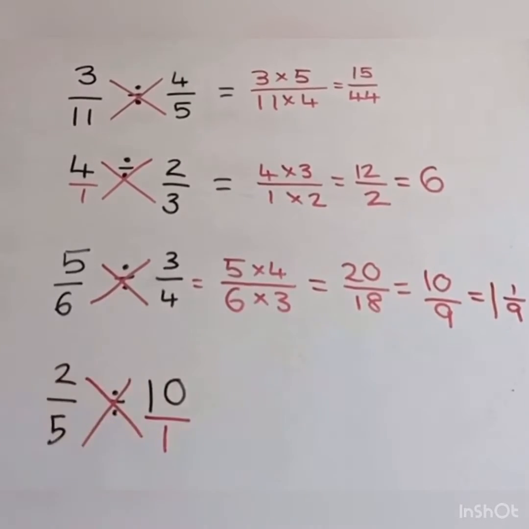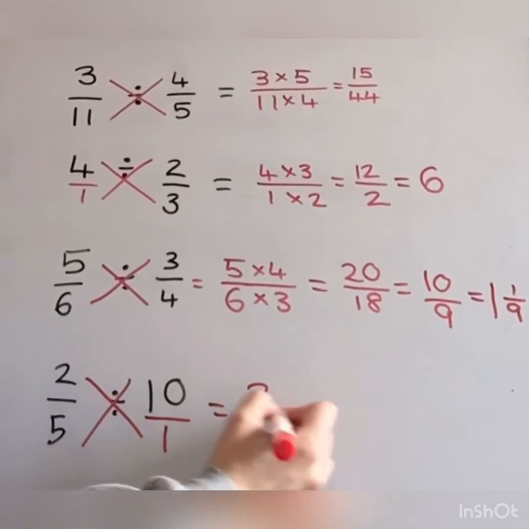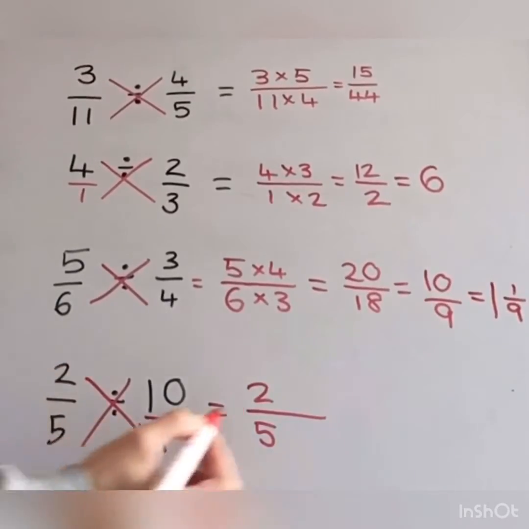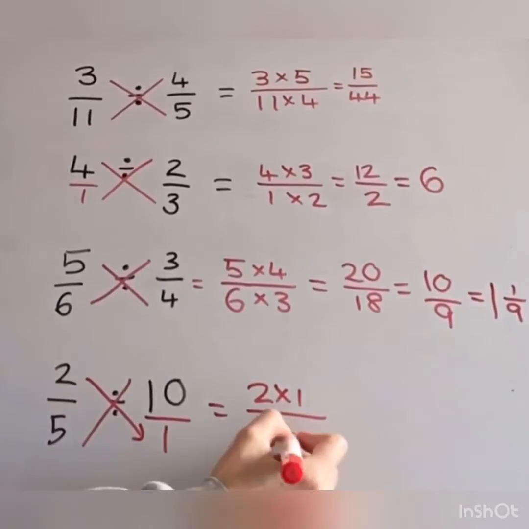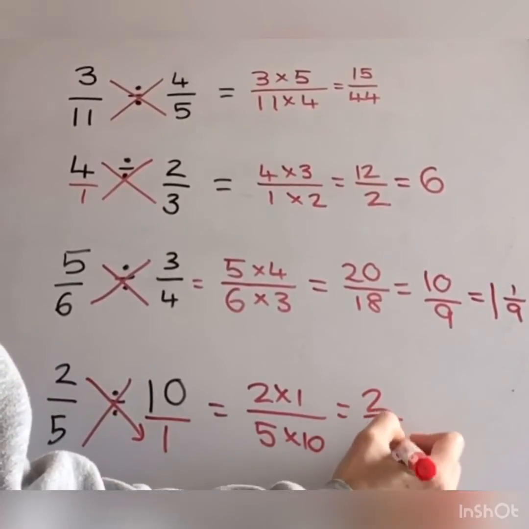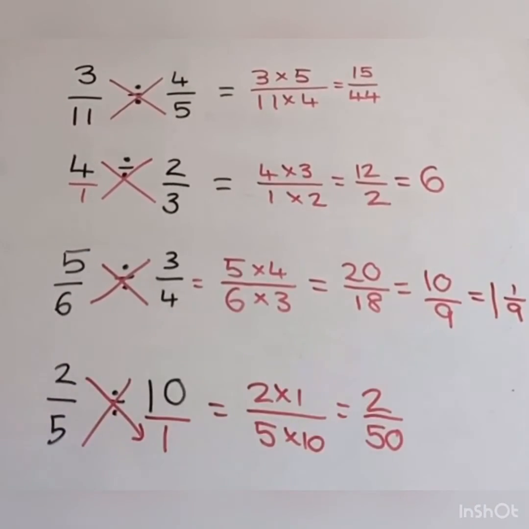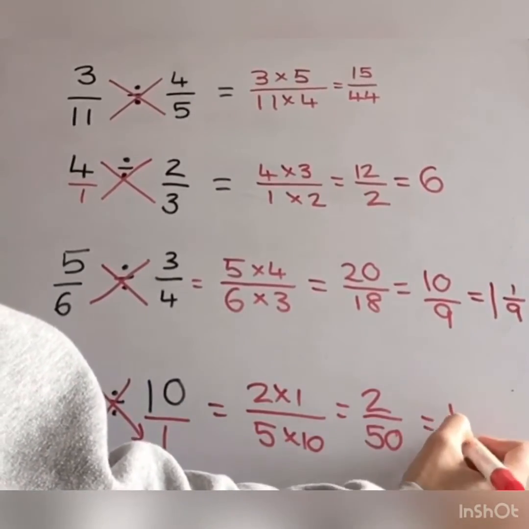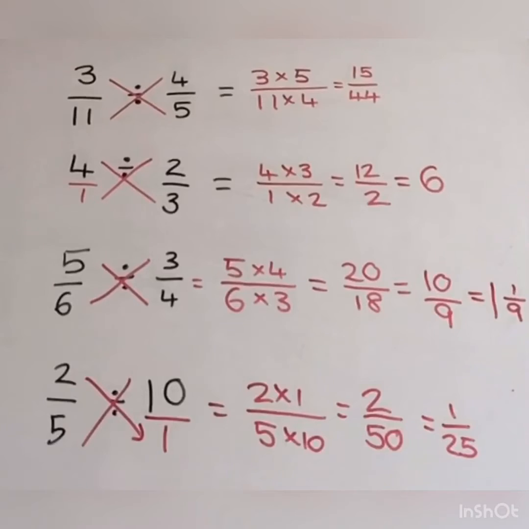Because it's a divide, we're going to cancel it out and change it to a multiply. Keep my first fraction 2/5 in the place that it was, and multiply across the diagonals. 2 times 1 and 5 times 10. So we end up with 2/50. In order to leave that in its simplest form, I can divide the top and the bottom by 2 to leave me with 1/25.